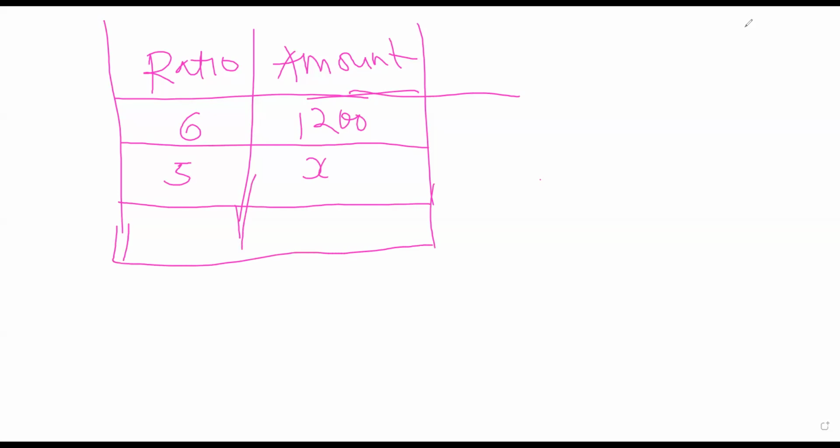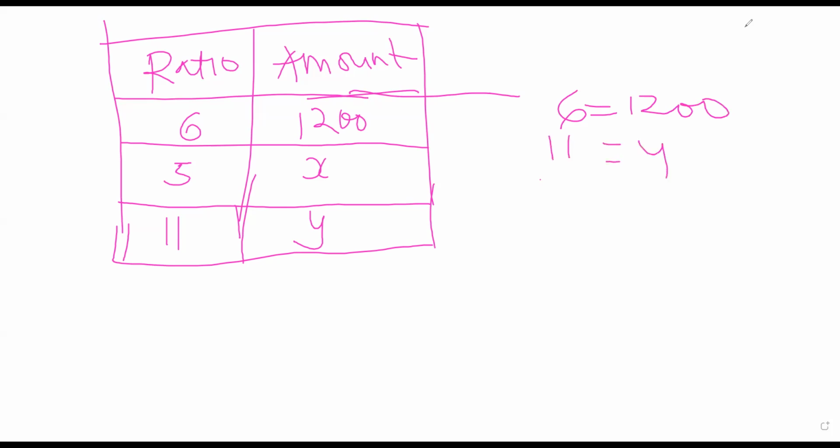Then because we are being asked to find the total, we find the total ratio, which is 6 plus 5, and that's 11. And the amount there is also unknown, which is y. Once this ratio is a direct proportion, we can look at it from this side. The pair that is known is 6 and 1,200. So what we are looking for is the total, which is 11 equals y.